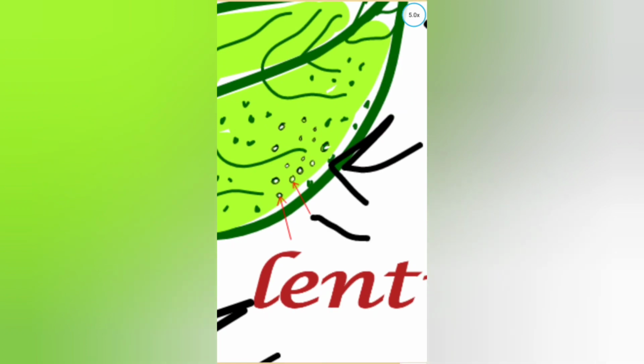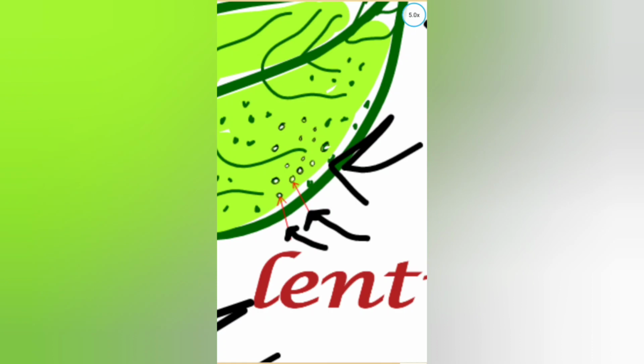Look at these arrows, red arrows. They're leading to tiny pores. Now, what are these tiny pores? These are the stomata, tiny pores guarded by guard cells that close and open when required. So, these are the stomata through which oxygen is taken in. And these stomata are also present in the branches and the stem.